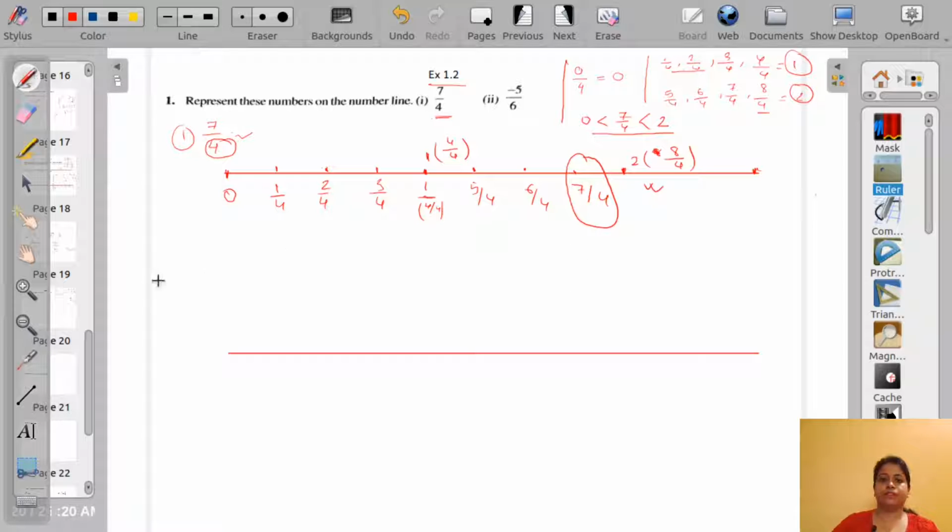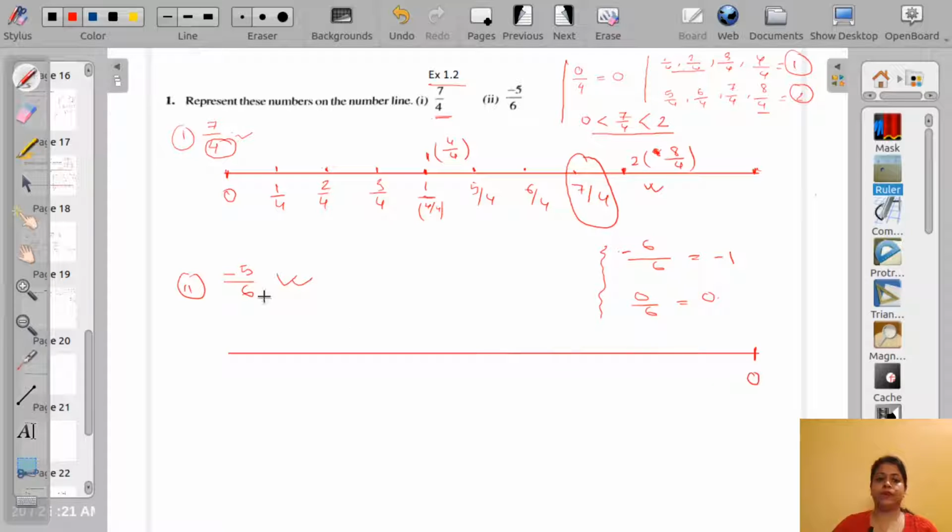Now next question is number 2, minus 5 by 6. Again we have to find the closest integers between which minus 5 by 6 lies. Okay, the closest number, that means the number which is less than minus 5, is minus 6. So minus 6 by 6 is minus 1. And obviously 0. Okay, that means this number lies between 0 and minus 1.